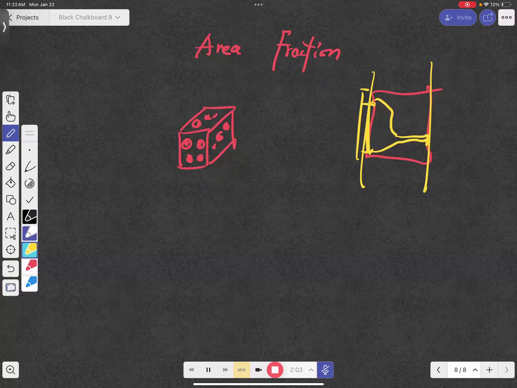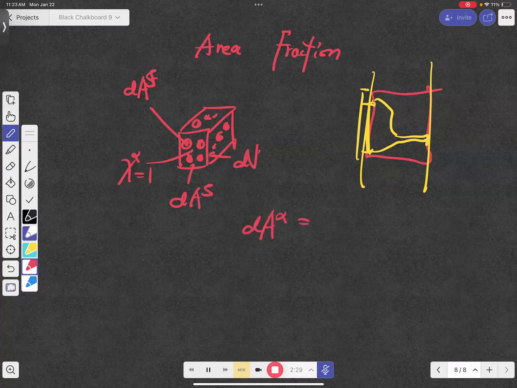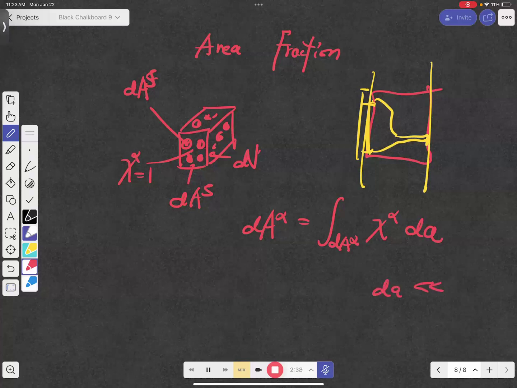Now, consider the case where I still have my indicator functions with this property, and then I have dA_s, and then dA_s, and the whole thing would be dV. So the portion of the area of the specific phase would be related to the indicator function times the area. And dA is a small-scale area increment that is much smaller than the global area.